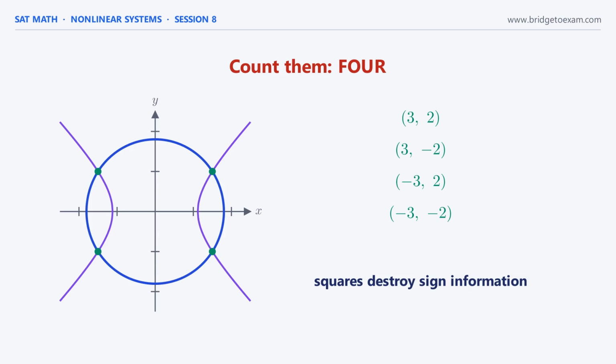Look back at the original equations. Both of them contain only x squared and y squared. Squares destroy sign information. So the system literally cannot tell 3 from negative 3. Flipping any sign leaves both equations unchanged. Geometrically, these two curves are a circle and a hyperbola, and they cross at 4 points, one in each quadrant, arranged in perfect mirror symmetry.